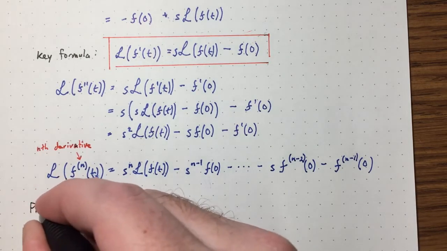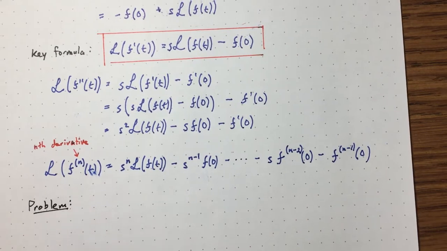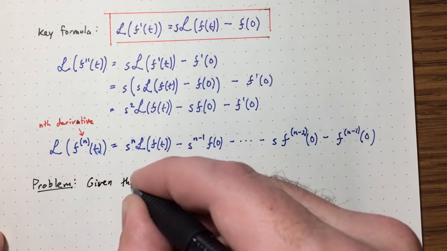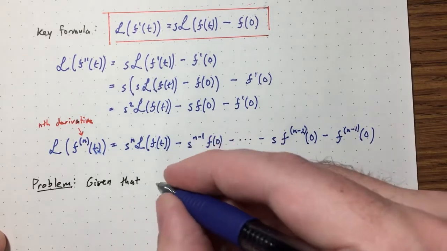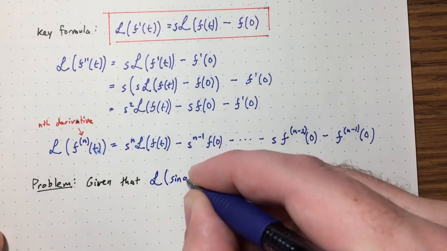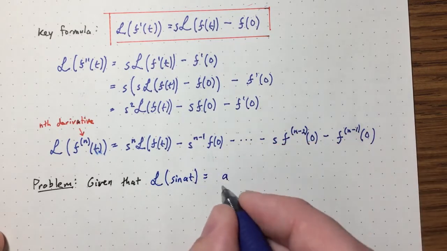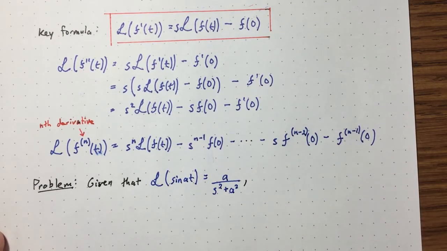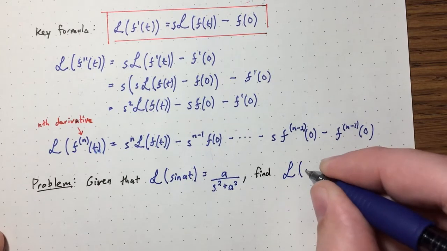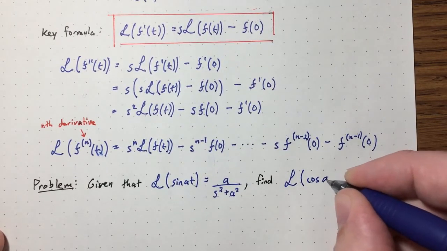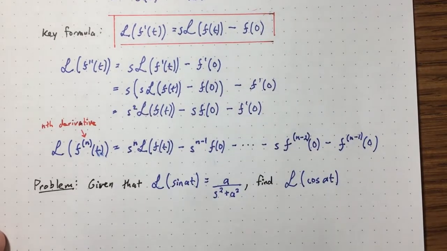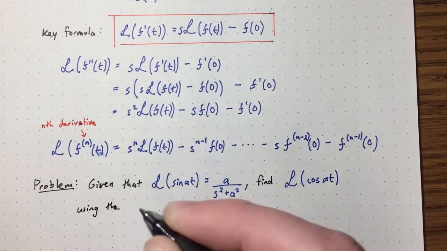Actually, I'll give you a quick problem to try, just to get used to this formula. So here's the problem. Given that the Laplace transform of sine of at is, well, remember what we got last time, a over s squared plus a squared. So let's say we're given that. Find the Laplace transform of cosine at. This is kind of a fun little problem. We already found the Laplace transform of cosine, but this is just some practice using the formula. So find the Laplace transform of cosine at using the boxed formula.